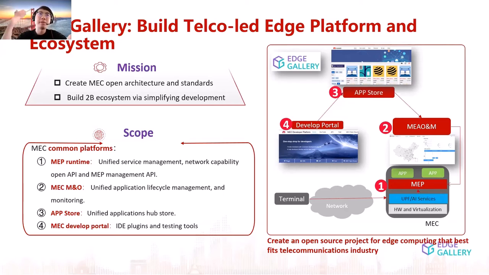Here's the MEP. Maybe the second one is MEC M and O, which means MEC management. MEC M provides unified application lifecycle management and monitoring, and is the manager of the whole system. And the third one is the App Store, a unified application hub store, just for the end user to download the app.